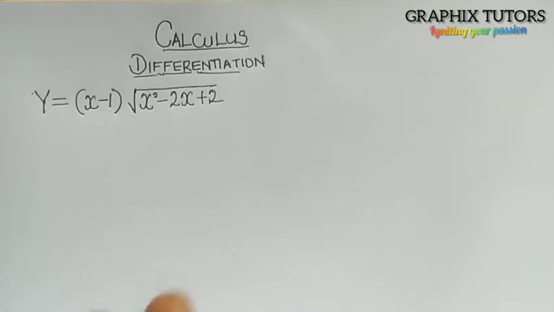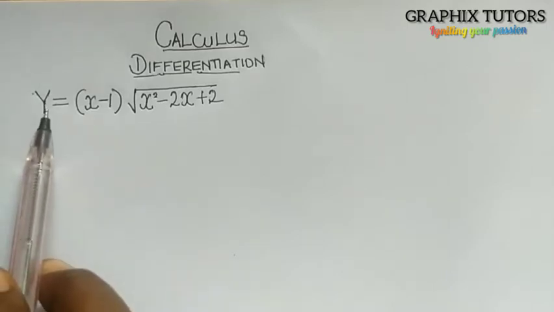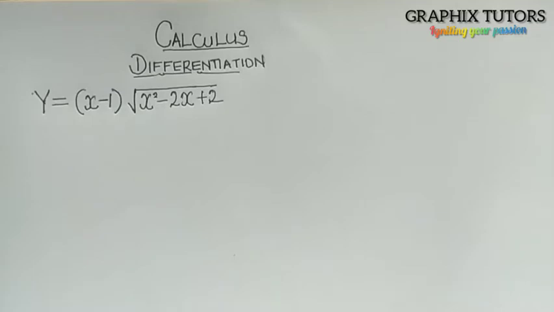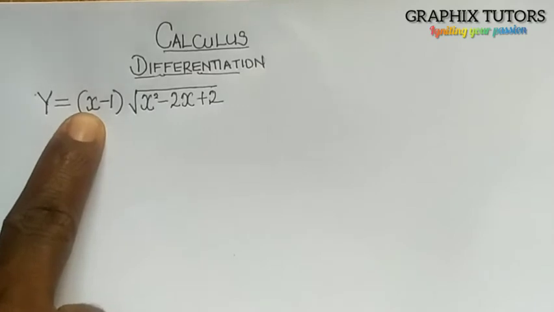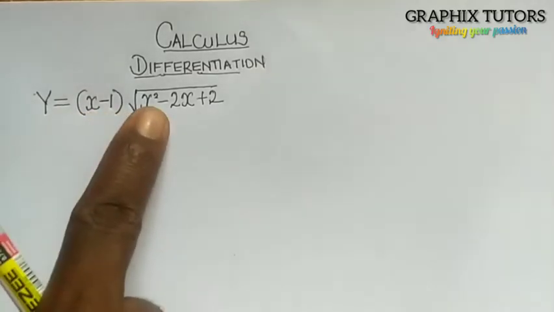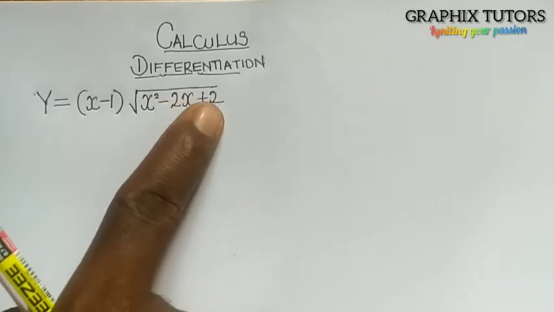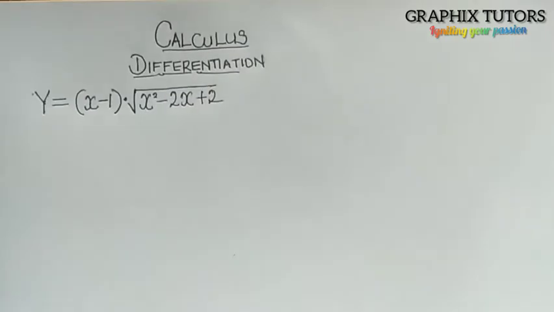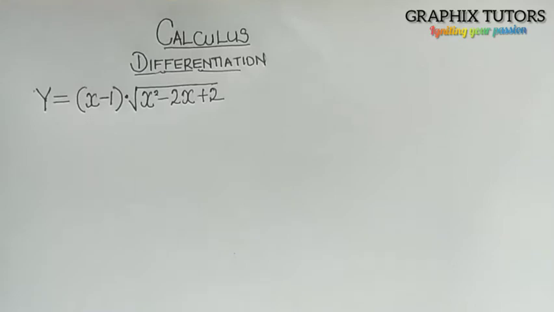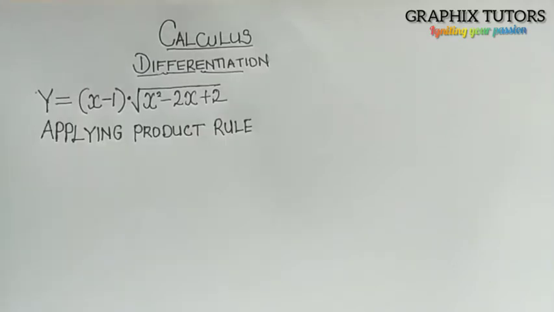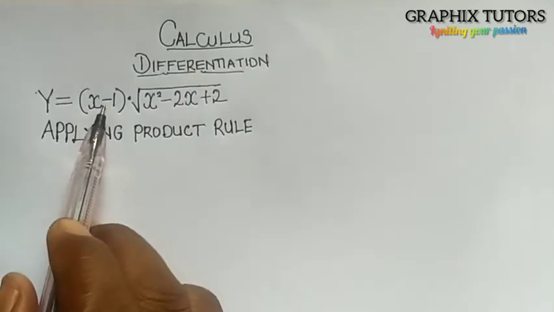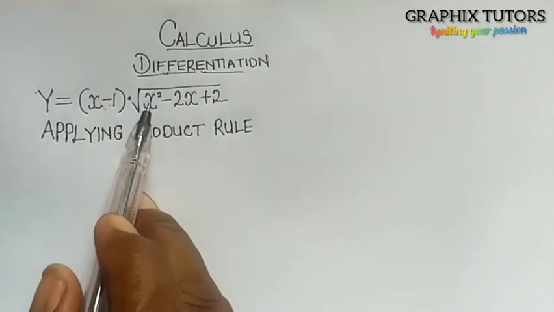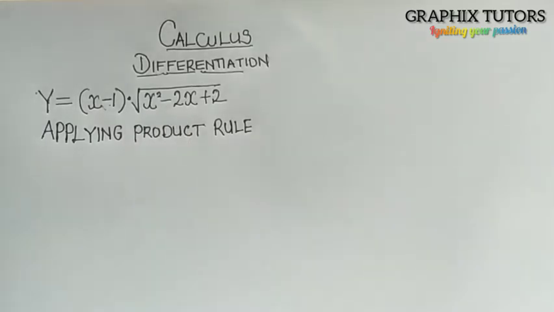First of all, we are to differentiate explicitly because the y is out here. So what will you do? We have two different functions here: x minus 1, and also the square root of x squared minus 2x plus 2. They are multiplying each other, right? So we are going to be using the product rule. Let u equal x minus 1 and v equal the square root of x squared minus 2x plus 2.